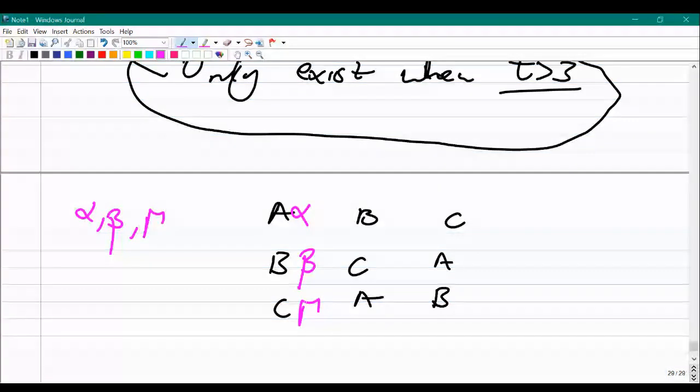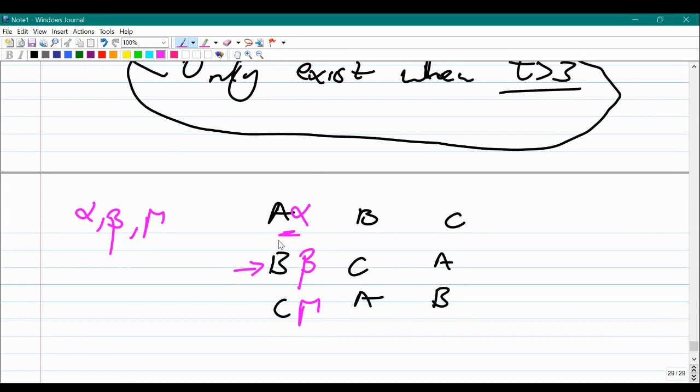Now let's complete the table. What can I attach to B? It can't be beta, because beta is already attached to B here. Alpha is here, so it's gamma. If we say gamma, it means the one left is beta, isn't it? So let's continue.